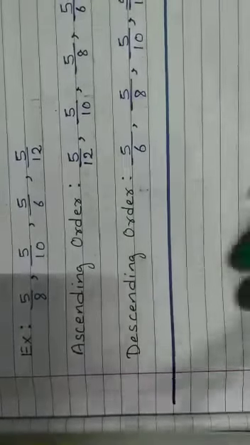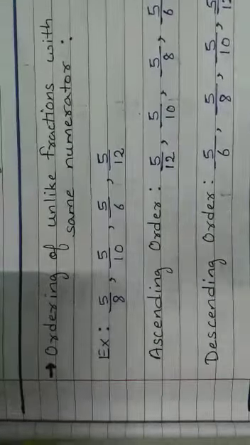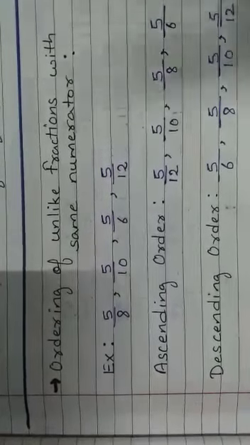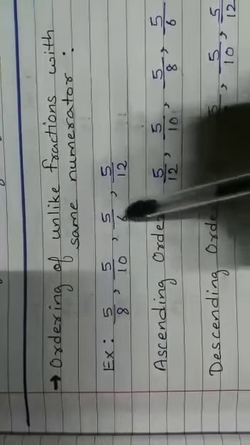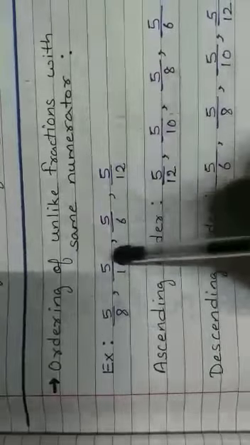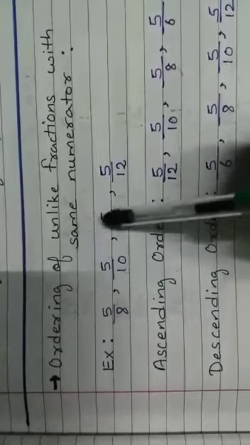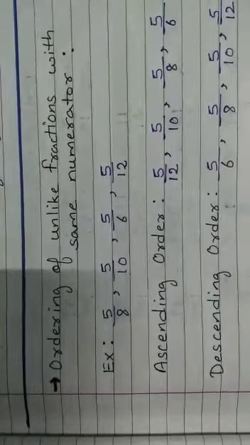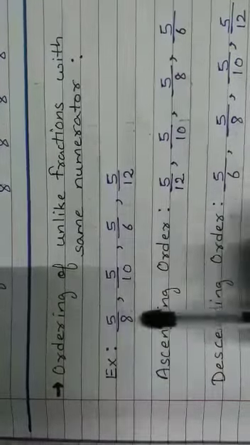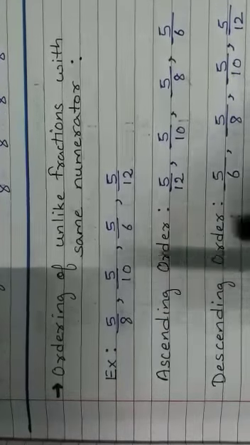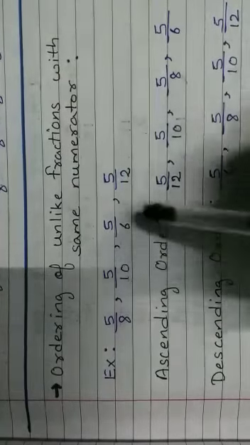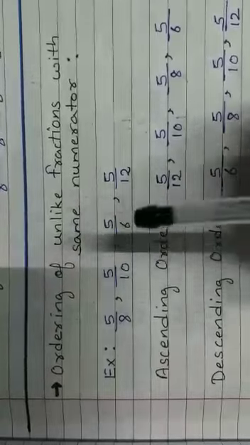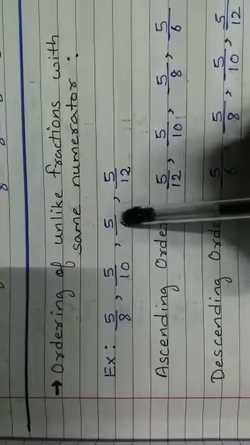Okay. But if we have to order or arrange unlike fractions with same numerator, again the rule is same. Suppose we have the fractions 5 upon 8, 5 upon 10, 5 upon 6, 5 upon 12. They all are unlike fractions, but here we can observe the numerators are same, that is 5. So in that case, we have to again observe the denominator. The fraction with smallest denominator will be the biggest. So which one? This one. Here we have the smallest denominator, that is 6. It means this is the biggest.